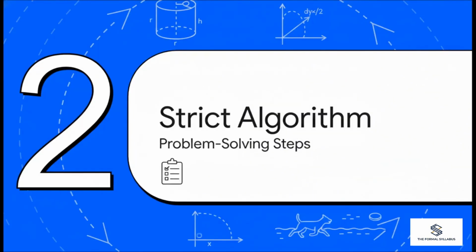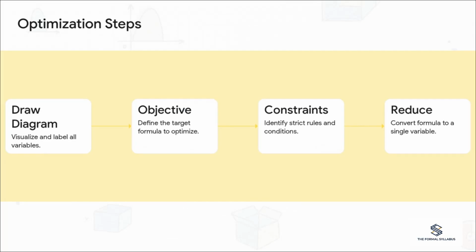Which brings us to part 2, the strict problem-solving algorithm. I literally cannot stress this enough. Skipping steps in this strict sequence is exactly how marks are lost on exams. You absolutely need a systematic approach. So here is your foolproof algorithm. Step 1. Always draw the scenario and label your variables. Never skip this. Step 2, identify your objective function.